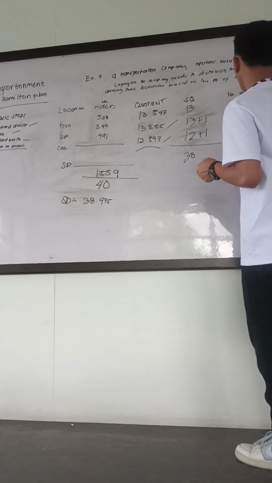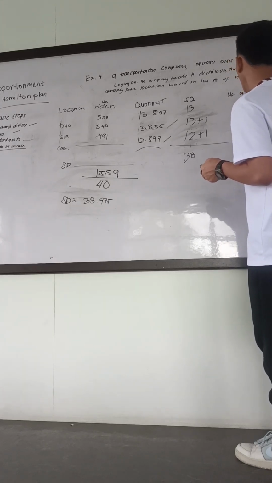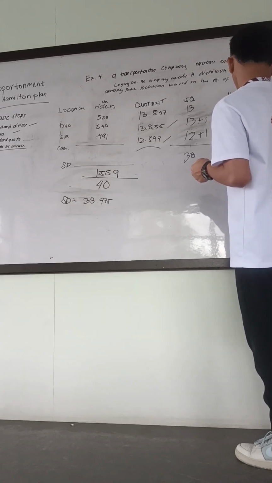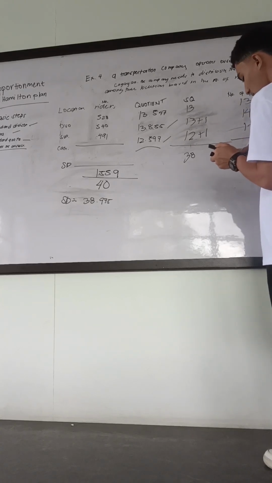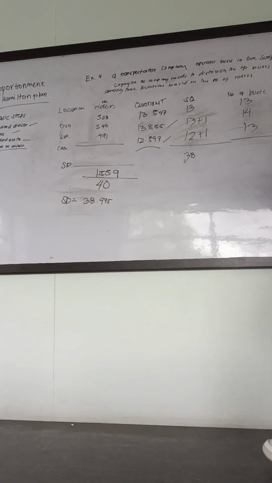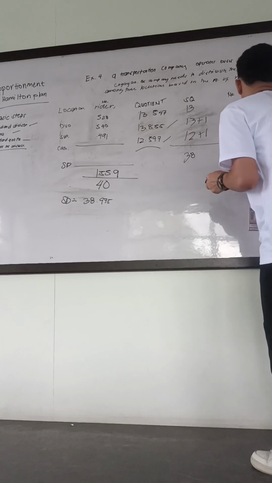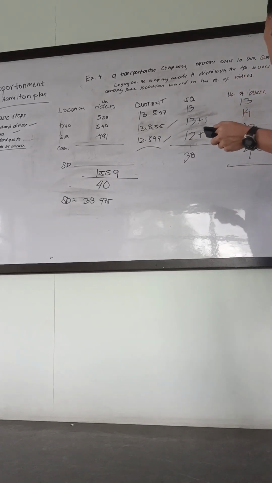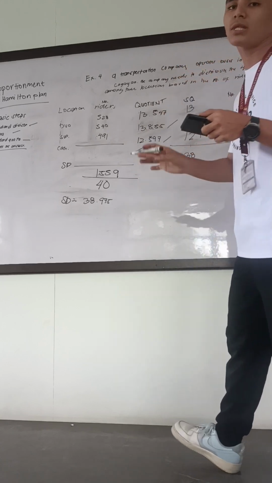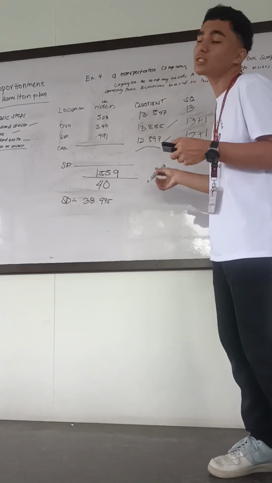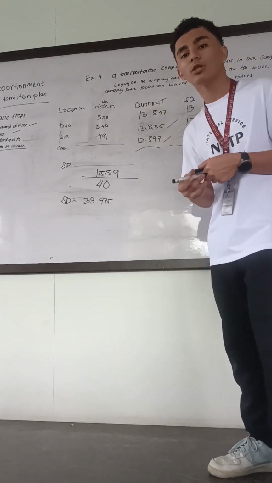So we got the total number of buses: 13 plus 14 plus 14. We got 41... the total matches 14 buses per the problem, so our solution is now correct. We can distribute the buses in an accurate and more fair way. So that's it for our example number 4.